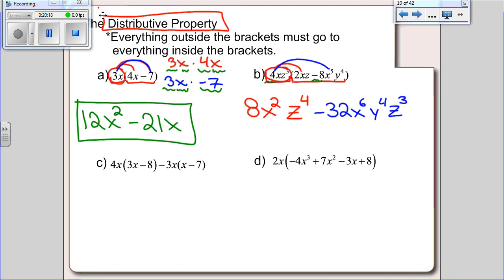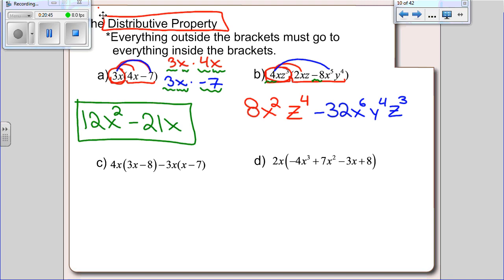Good question. So we look at this, right? We did our distribution. And now, do we have any more multiplication? Is there any more brackets or multiplication signs? No, so this is done with multiplication. Now the instinct is to want to start combining letters, right? Because I have Z to the 4, Z to the 3, I have some X's in here. The problem is, these are not like terms.